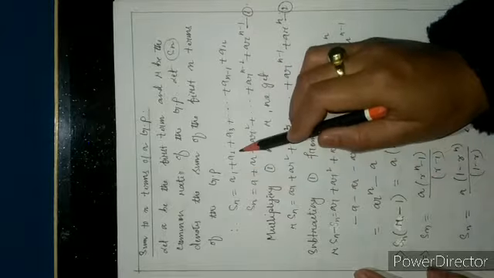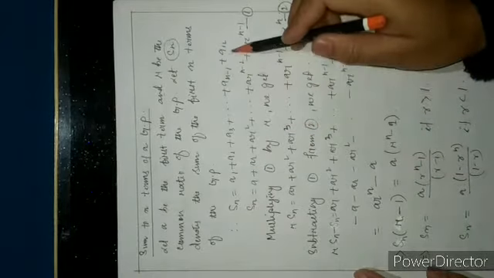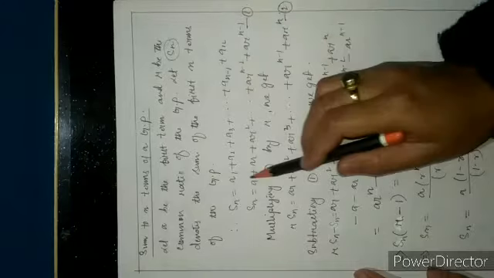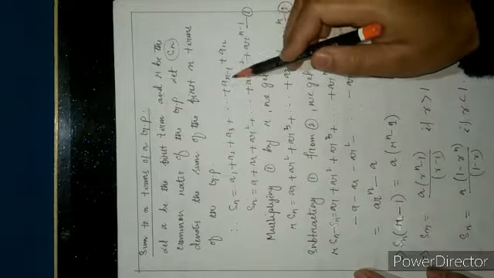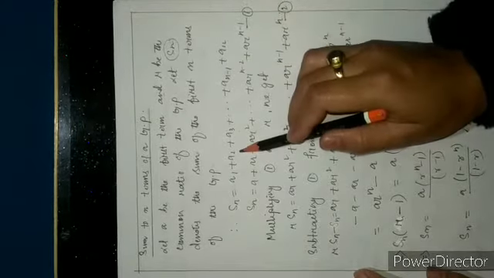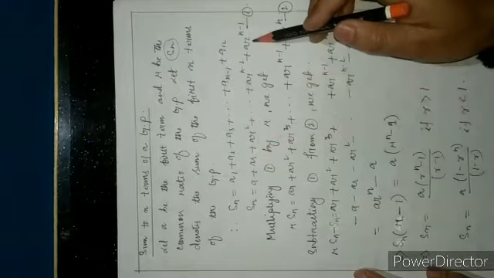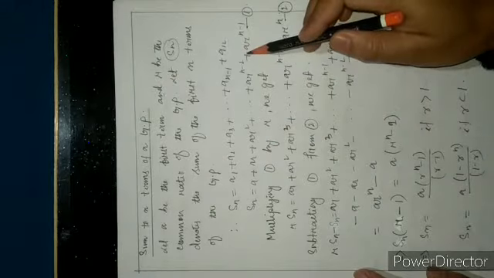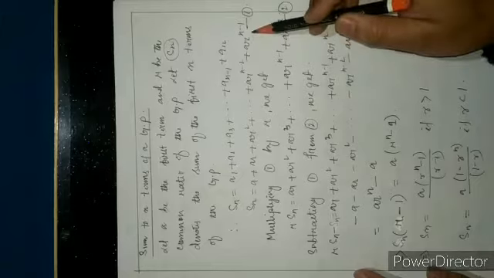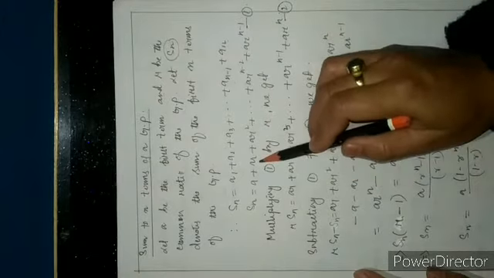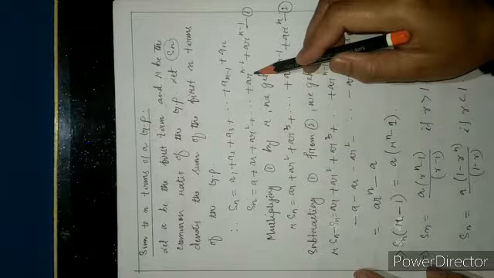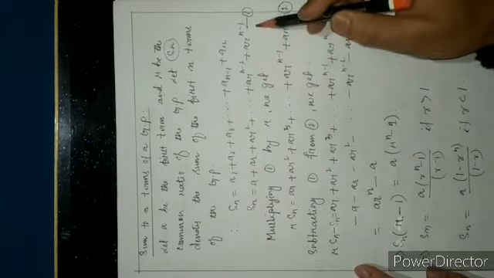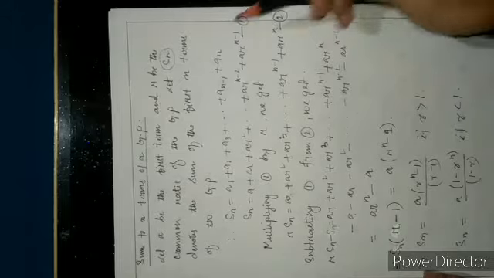Then Sn is equal to a1 plus a2 plus a3 plus ... plus a(n minus 1) plus an. Write the general terms: the first term is a, the second term is ar, the third term is ar square, the last term is ar to the power n minus 1, and the second last term is ar to the power n minus 2. Call this equation number 1.